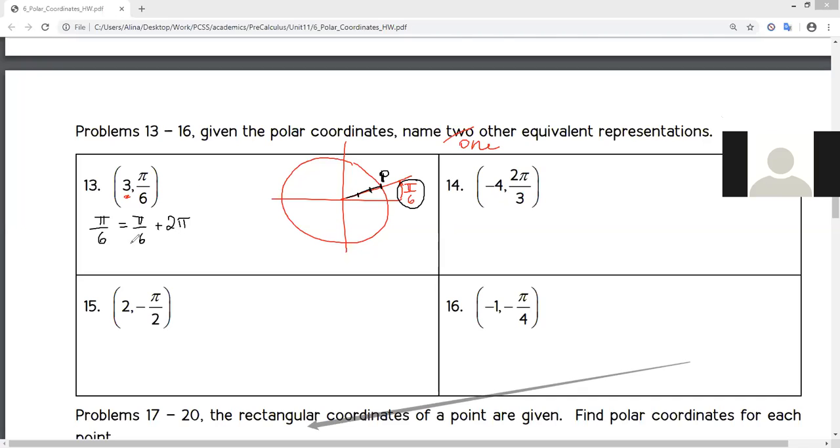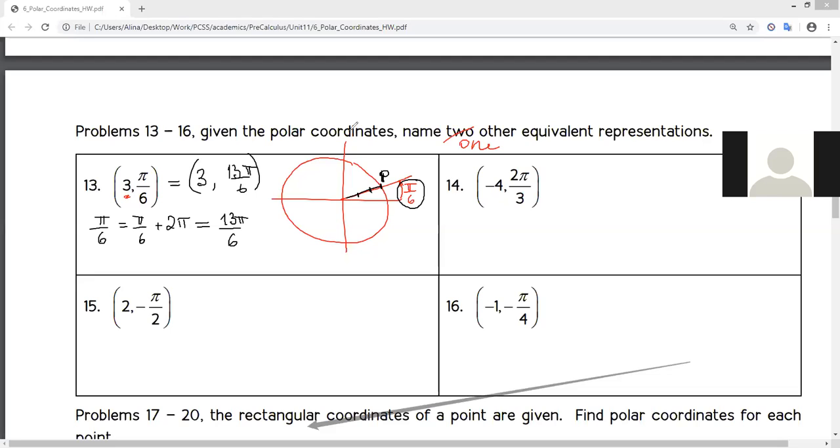That's amazing. Anyways, we're trying to express pi over 6 as a different angle, which could be the same as pi over 6 plus 2 pi. And I'm not going to do math, but it will be 13 pi over 6. So you can express the same coordinate as 3, comma 13 pi over 6. That's the same thing.